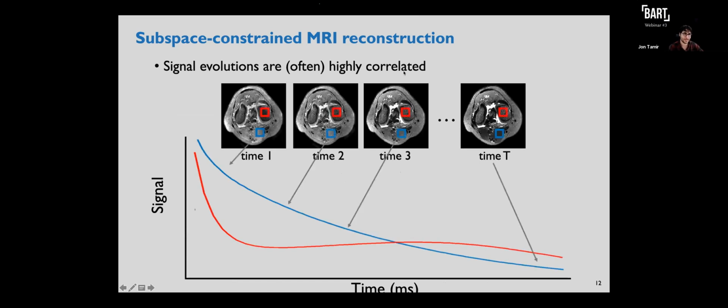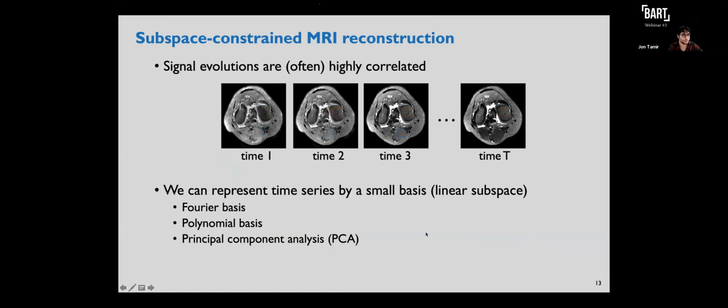So here, in a time series of images, if we look at a pixel over time, we can see the signal evolution, and different tissues have very similar, although different, still quite correlated signal curves. And so we can represent a time series of images by a small basis or a linear subspace. And this could be a Fourier basis. It could be polynomials like a Taylor series, or it could be data-driven, for instance, through principal component analysis.